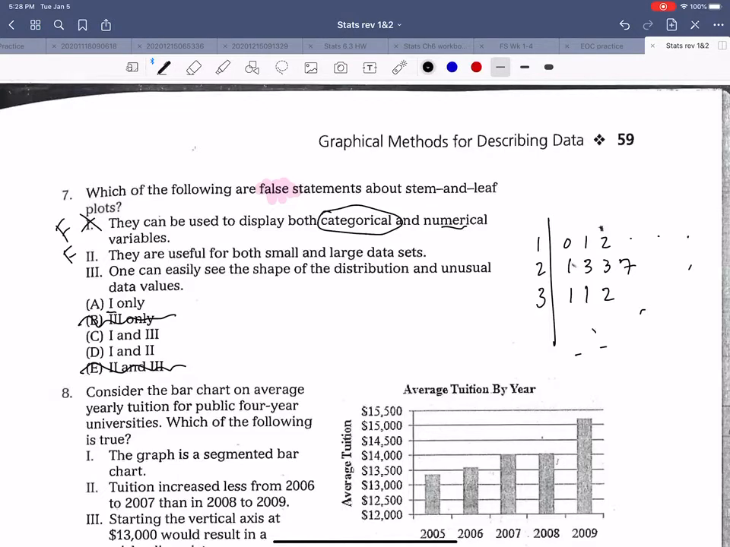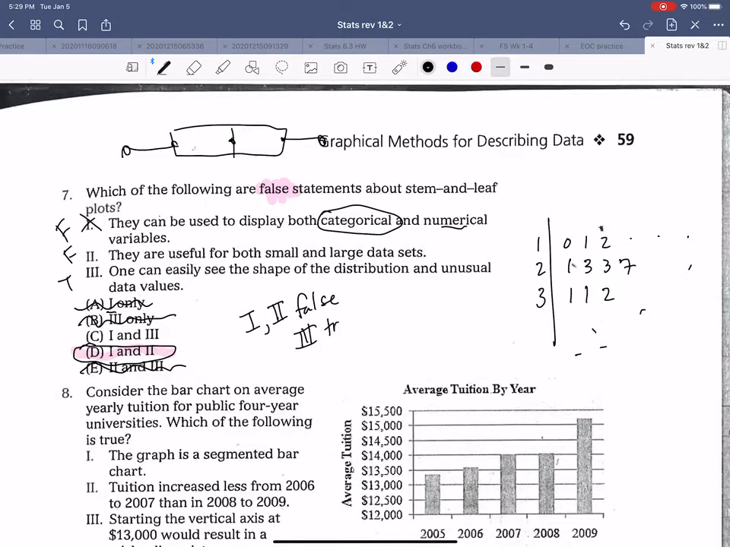Think about large sets of data. That's when we start going to a 5-number summary, like a box and whisker, because that could house thousands of pieces of data. I don't want to make thousands, so I'm going to say 2 is false. So I've eliminated A, and I like D. I'm still going to go ahead and read 3. One can easily see the shape and anything unusual. So I love that. That is true. So to write your answer, you're going to put 1 and 2 are false, and 3 is true. And maybe show an example of a stem and leaf.